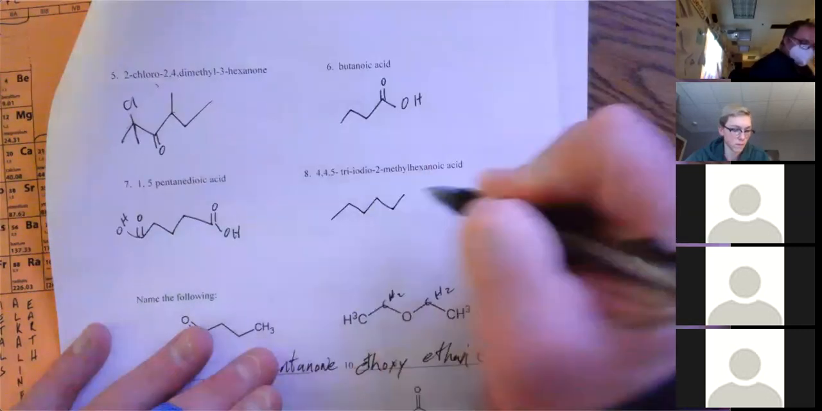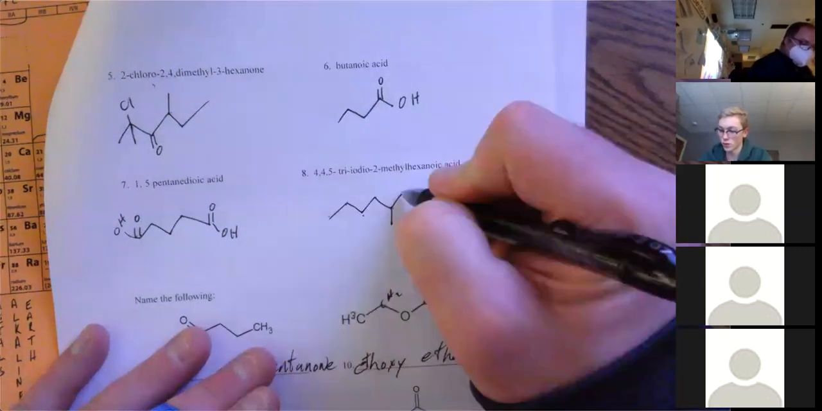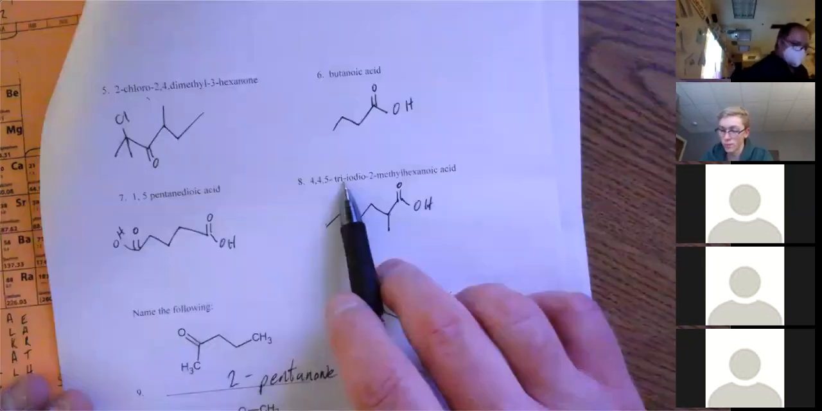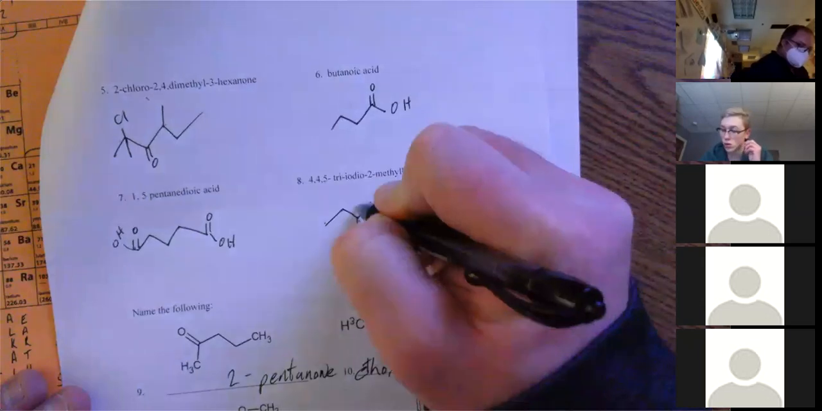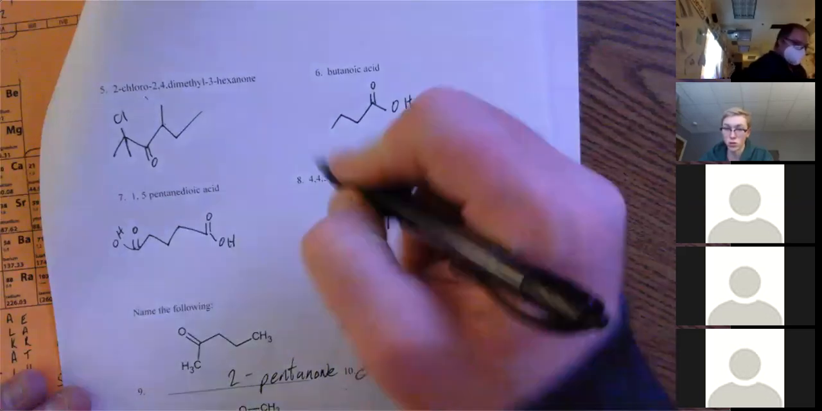How about this thing? It just looks big. All we got to do is break it down. Hexanoic, 1, 2, 3, 4, 5, 1, 2, 3, 4, 5, 6. It says 2-methyl. I'm going to go ahead and put the methyl on there, and then I'm going to put the double bonded O and then the OH here. So there's my hexanoic. There's my 2-methyl hexanoic. Now I need 4,4,5 triiodo. Tri means that we will have 3. 1, 2, 3, 4. No, there's a carbon right there. 1, 2, 3, 4, and 5. Bada bing, bada boom.